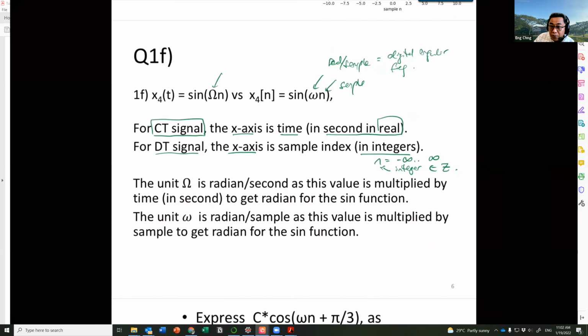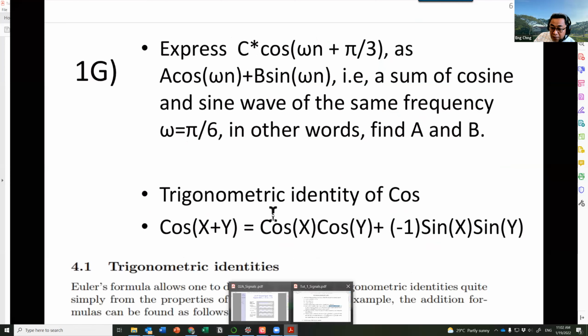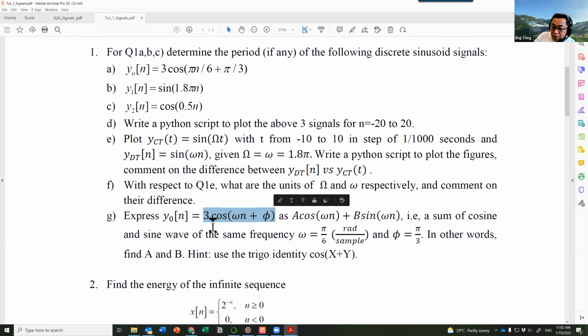Almost? Oh no. I have one more question here. So let's see the question first. And in the last question, I have an equation, 3 cosine(omega n plus phi). And I want to express this as a cosine omega n plus b sine omega n.